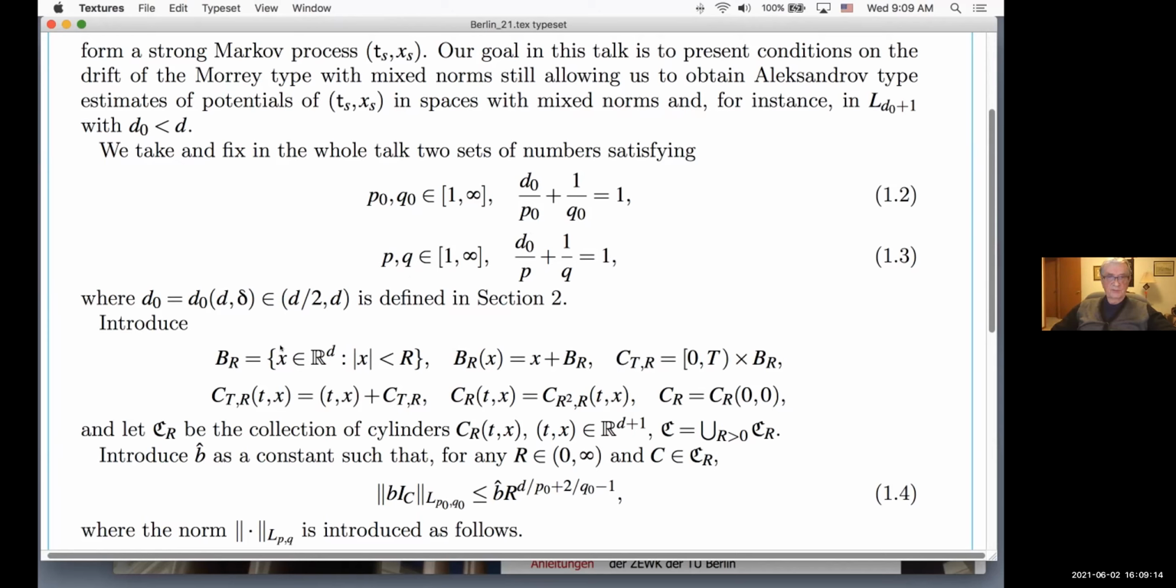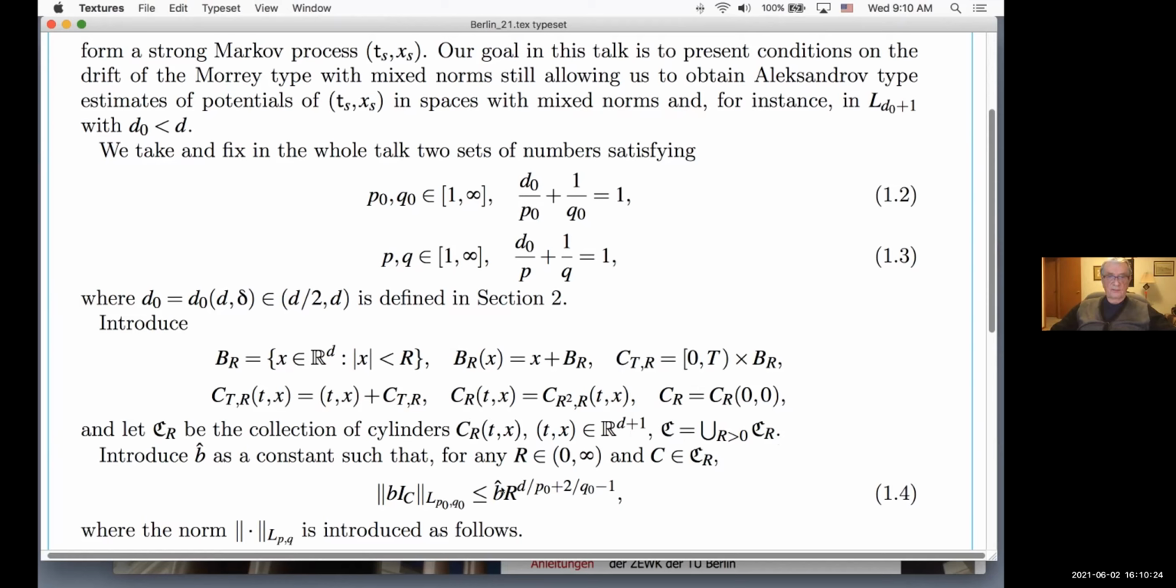And now the more or less usual notation. This is the ball of radius r, this is a ball centered at the origin, this is a ball centered at x. This is a cylinder with height T in time and radius r. Then this is a shifted cylinder, and this C_r is actually of height r squared in time and a ball of radius r in space. Now this Gothic C_r is the collection of all cylinders of radius r, and C is the collection of all of them.